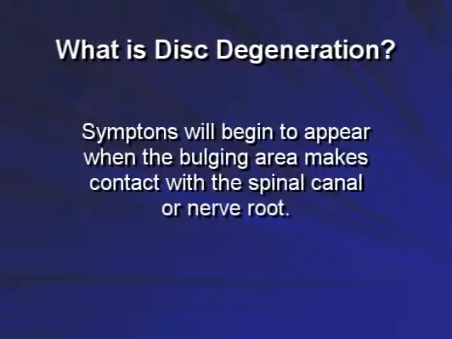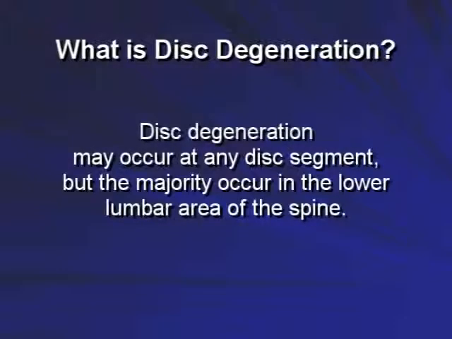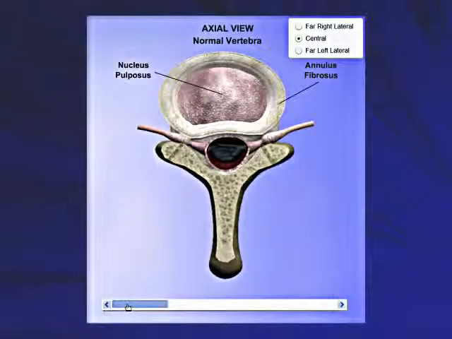Symptoms may begin to appear when the bulging disc extends past the annulus and makes contact with the spinal canal or nerve root. This is referred to as a herniated disc. Even though a disc may bulge at any location of the spinal cord, the majority occur in the lower lumbar area. Let's animate the process.